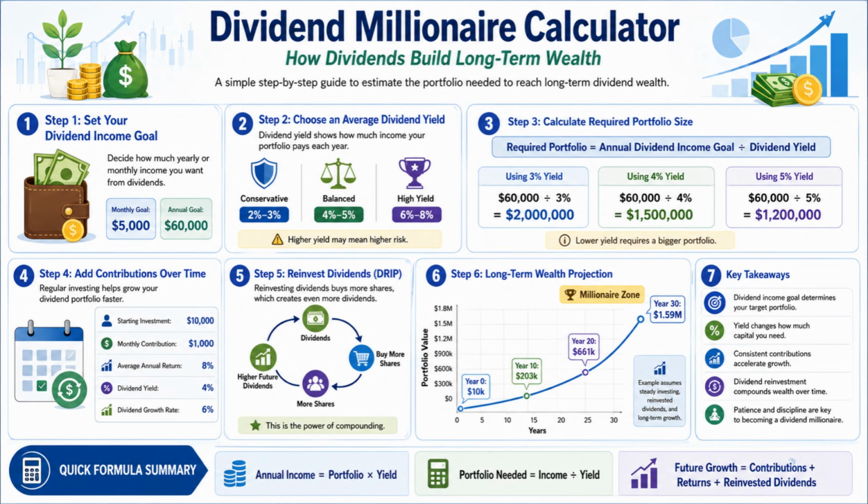In the example shown, the portfolio starts at $10,000, grows to about $203,000 by year 10, reaches around $661,000 by year 20, and may grow to about $1.59 million by year 30.